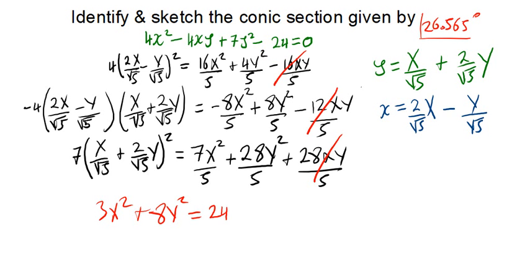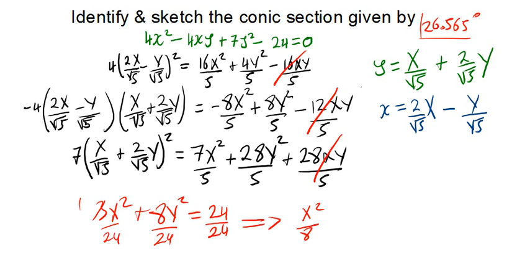So what you do to make this a standard equation is divide both sides by 24. This turns out to be something very cute. So 3 into 3 is a 1. 3 into 24 is what? 24 divided by 3. So this will be x² divided by 8.